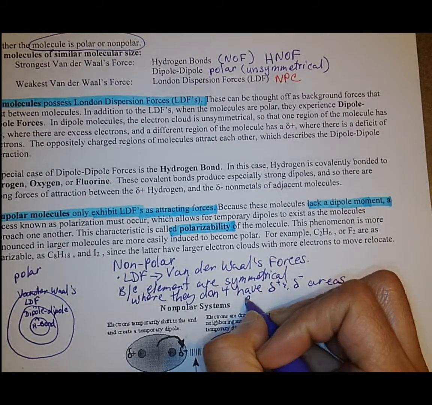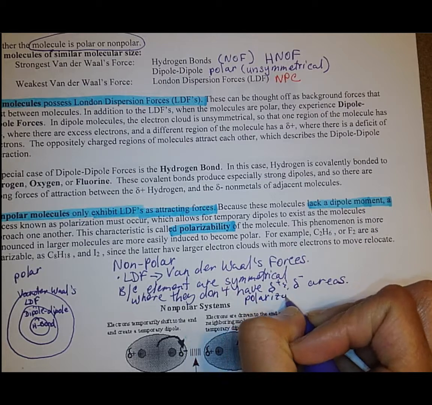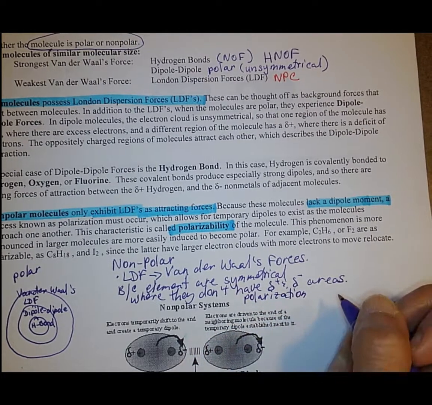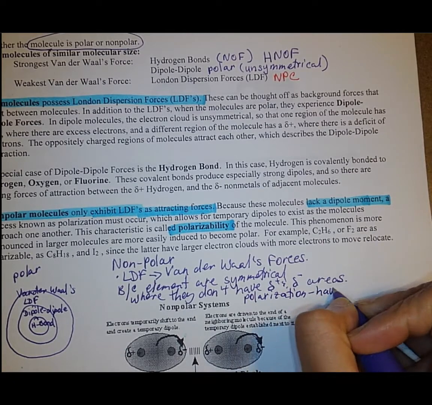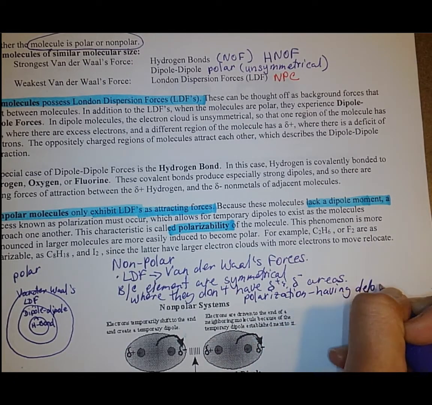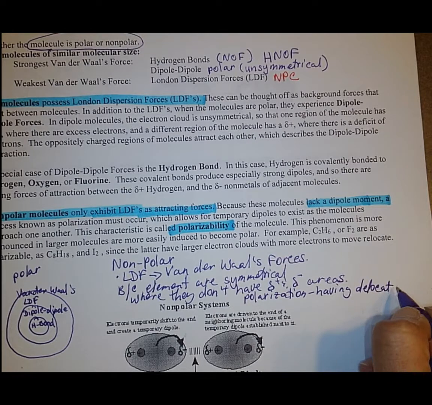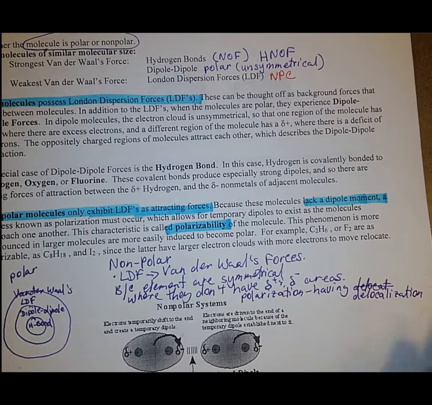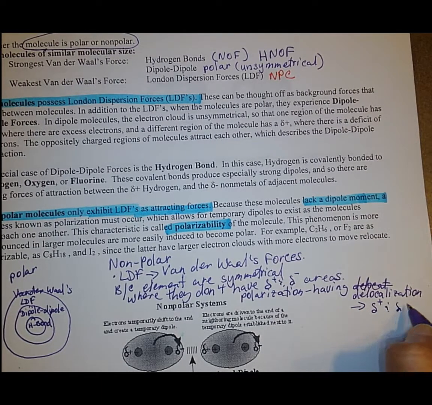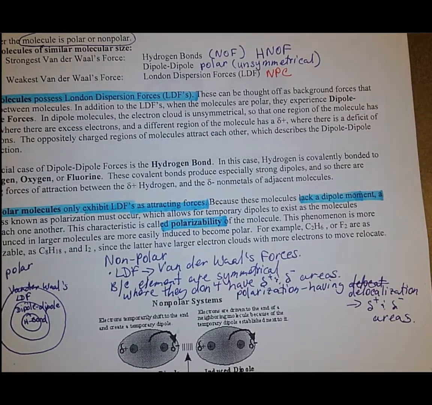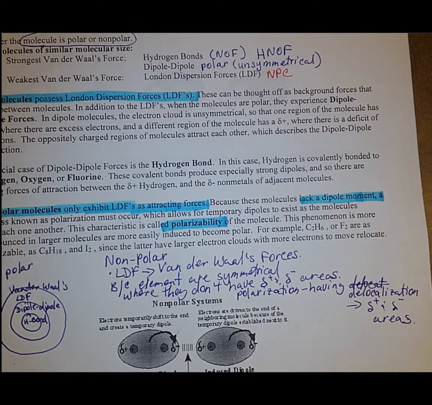And so polarization is having delocalization. And that means that there are partially positive and partially negative areas, but that is very temporary. Okay, that's enough to allow a reaction to occur that's happening between them.